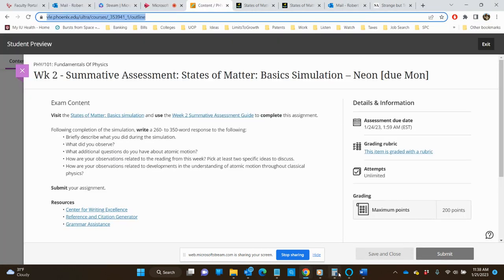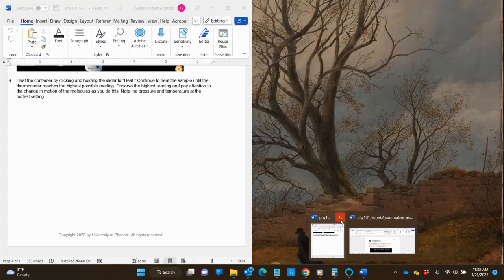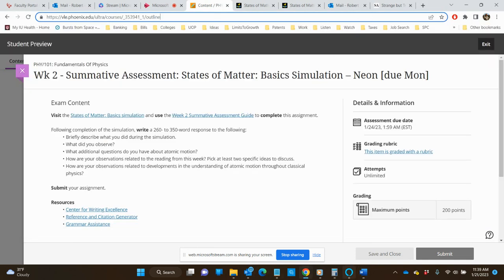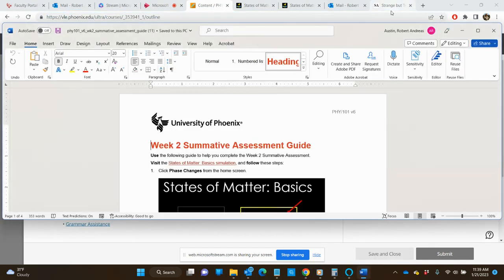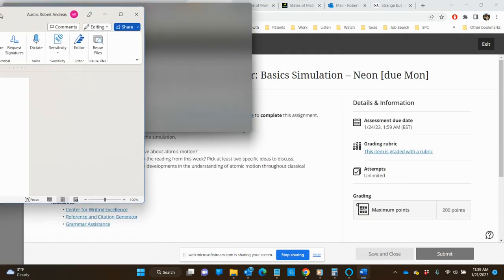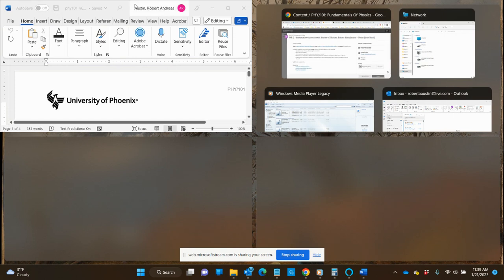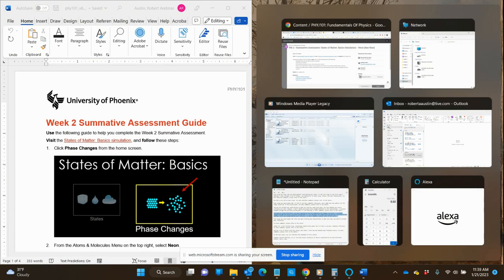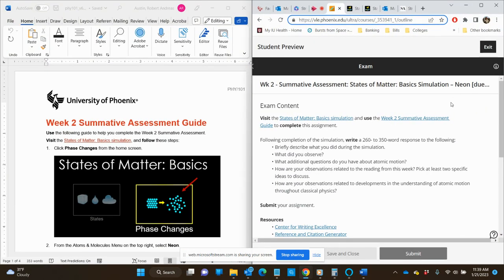I'm going to bring it up to the side so I can share the screen. I'm having trouble clicking on it. Okay, there we go. Windows is not cooperating very well with me right now. There we go. All right, that's what I wanted. All right, there's the instructions.